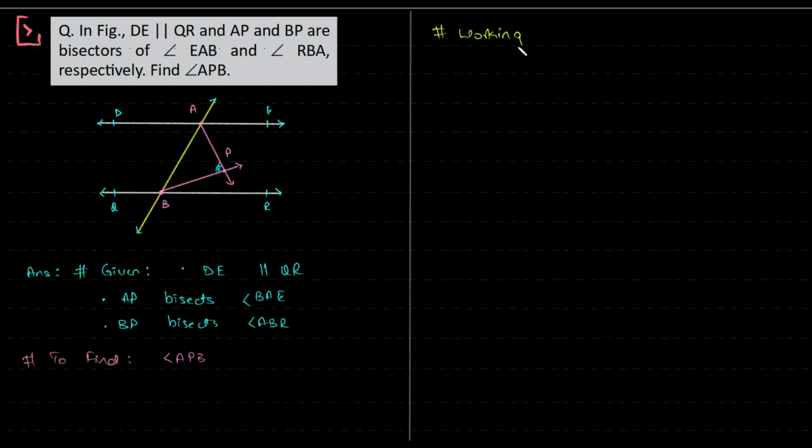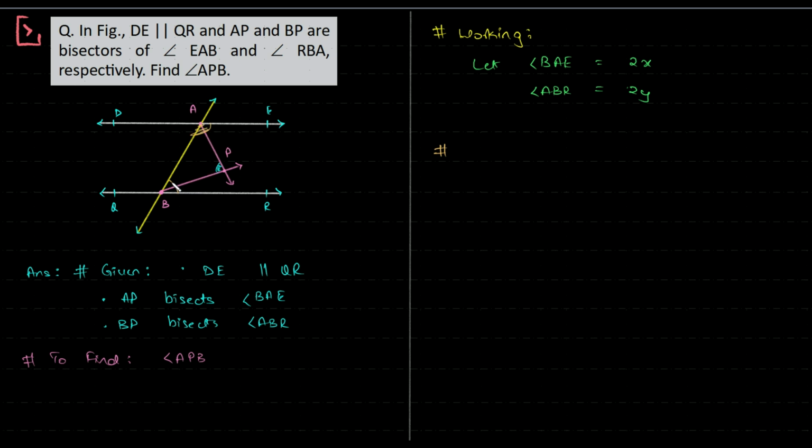See, whenever we talk about bisection, what is my method? How do I generally go about it? I'll call those angles, let angle BAE be equal to 2x and angle ABR be equal to 2y. Now we have this angle to be 2x and this angle to be 2y. So how can I make use of this information now?